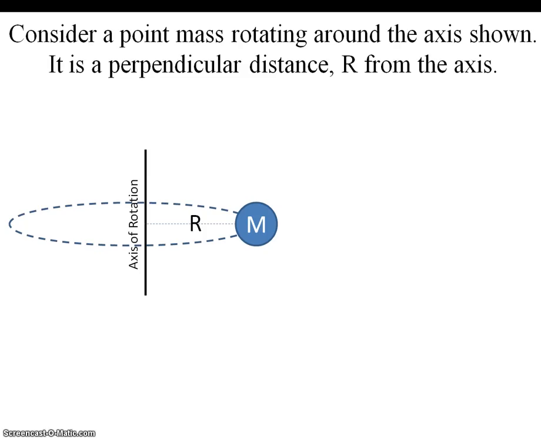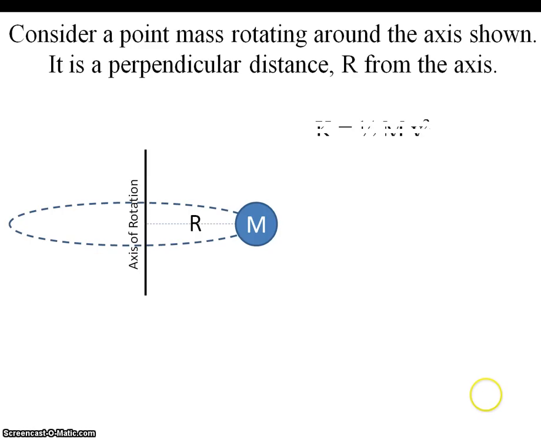So to get started, let's consider a point mass that's rotating around the axis that's shown. This is rotating around a perpendicular distance r from the axis. The mass has a mass m, and I guess we're going to assume circular motion here. Now the first thing we're going to take a look at is the fact that this mass actually has kinetic energy. And we know that because it's moving in a circle, and anything that's moving has kinetic energy.